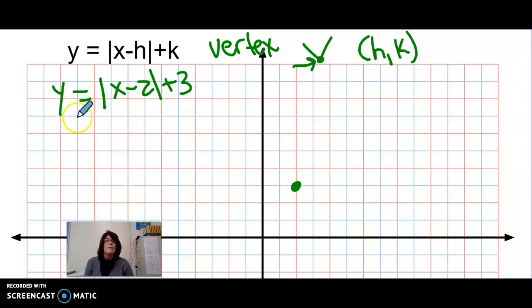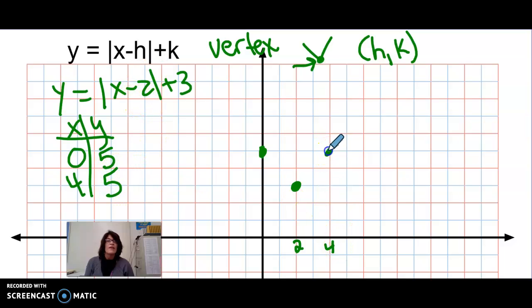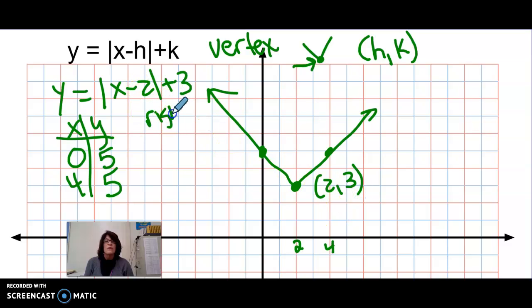And I might put a couple points in just to make sure. Maybe I'll put some things around 2, like let's just put 0 in. 0 minus 2 is negative 2. The absolute value of negative 2 is positive 2. Plus 3 is 5. Let's put something on the other side of 2. Maybe we'll put 4 in. 4 minus 2 is 2. Absolute value of 2 is 2. Plus 3 is 5. You can just verify, yes, I have a V happening at the vertex of 2, 3. This moved it to the right 2 and up 3.